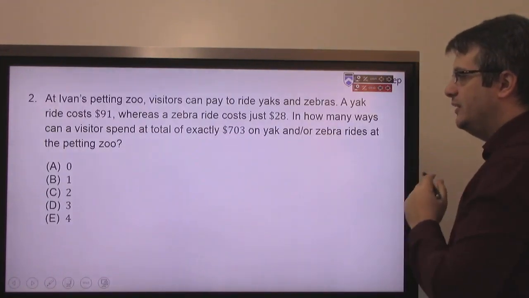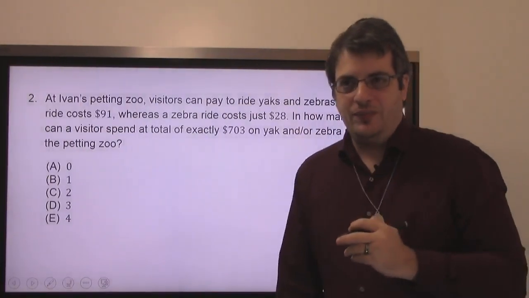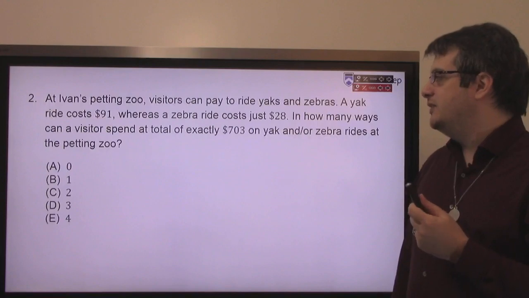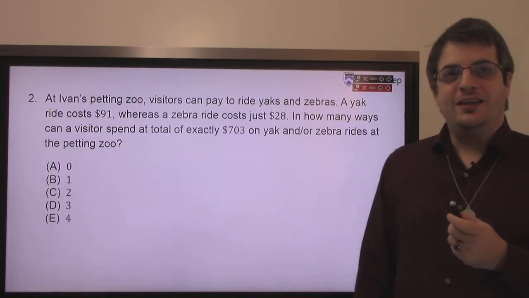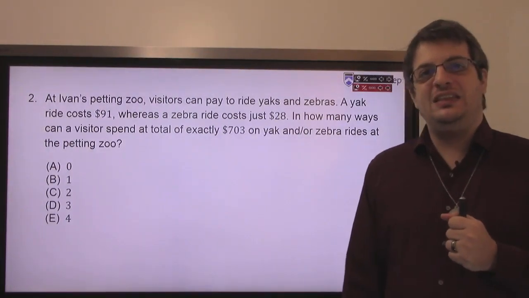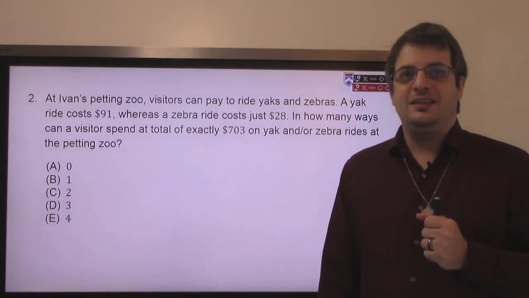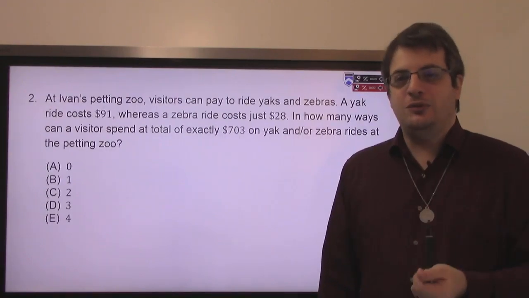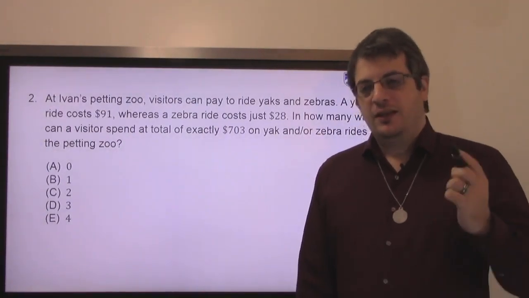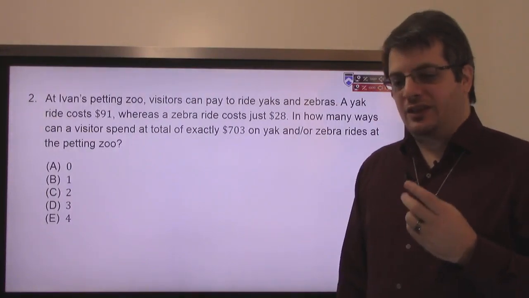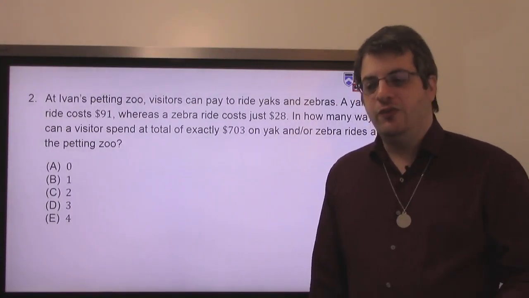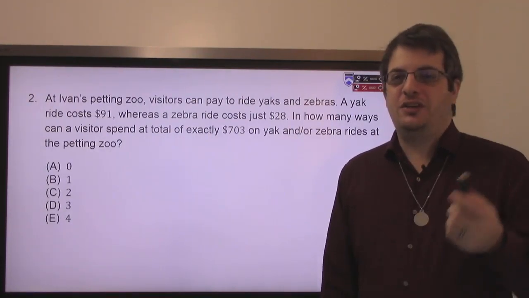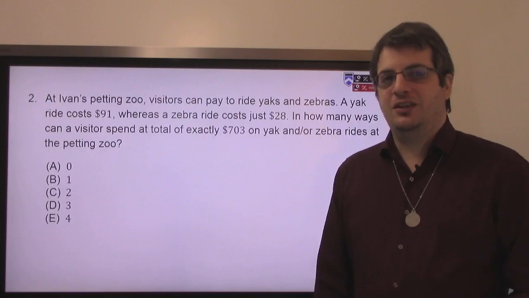Now let me give you another example, and this one we're going to talk about together. We're going to do this one as a conversation. At Ivan's petting zoo, visitors can pay to ride yaks and zebras. A yak ride costs $91, whereas a zebra ride costs $28. How many ways can you spend exactly $703 on yak and or zebra rides at the petting zoo? Now, can anyone tell me what the equation, the linear Diophantine equation in standard form, would look like for this problem? Just shout it in the chat. No poll for this one at the moment.